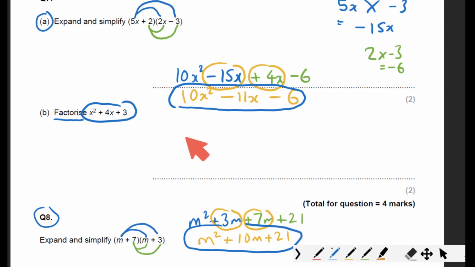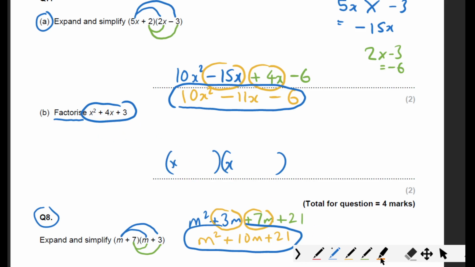These are quadratics. And when you factorize quadratics, you're not going to get a single bracket. You'll get double brackets. So this is a quadratic, so we are definitely going to get double brackets. Right, we're factorizing this bit now. It's going to have an x and x because x times x does give you x squared.